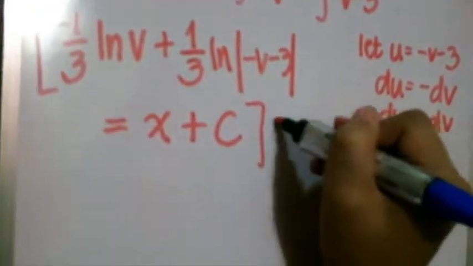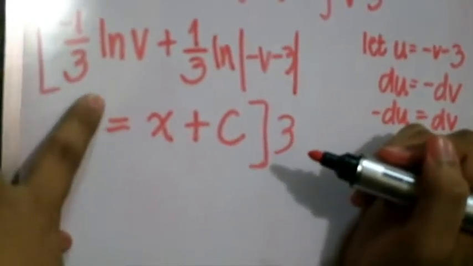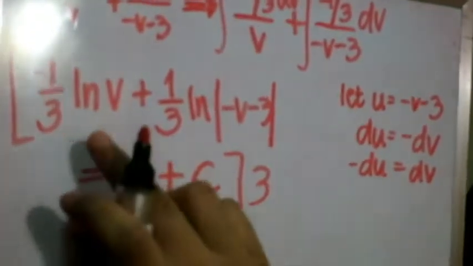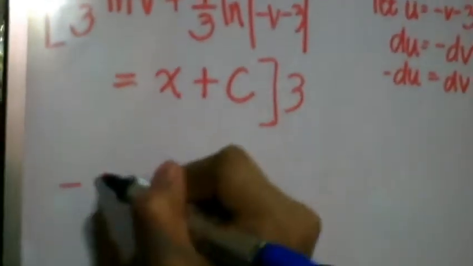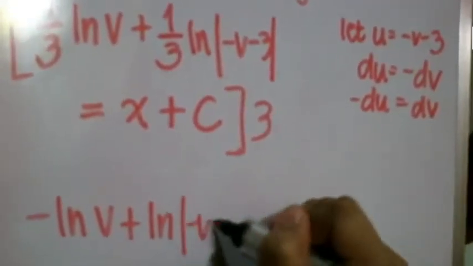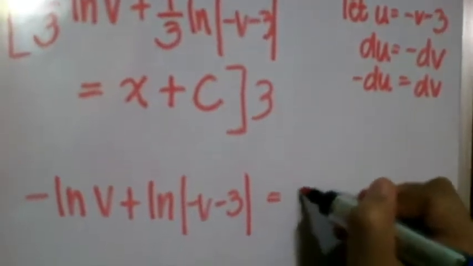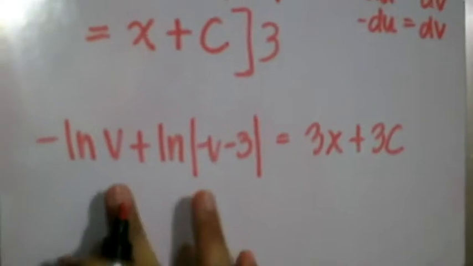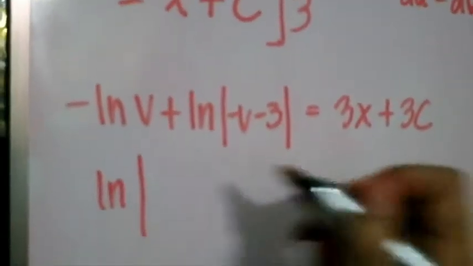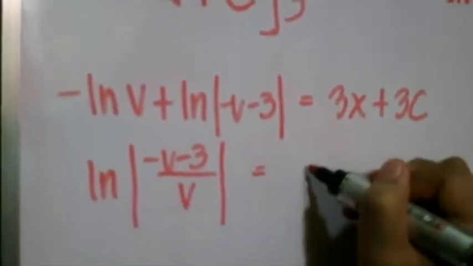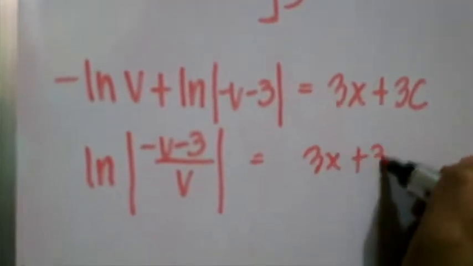Multiplying both sides by 3 to eliminate fractions, we have negative ln v plus ln of negative v minus 3 is equals to 3x plus 3c. Combining these natural logarithmic equations into ln of negative v minus 3 over v is equals to 3x plus 3c.